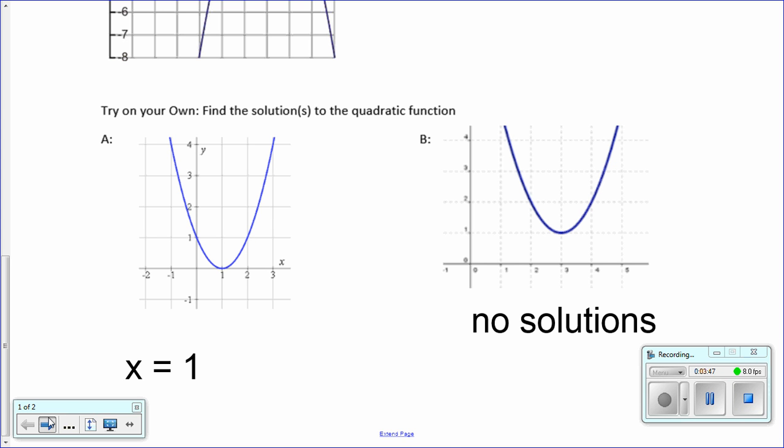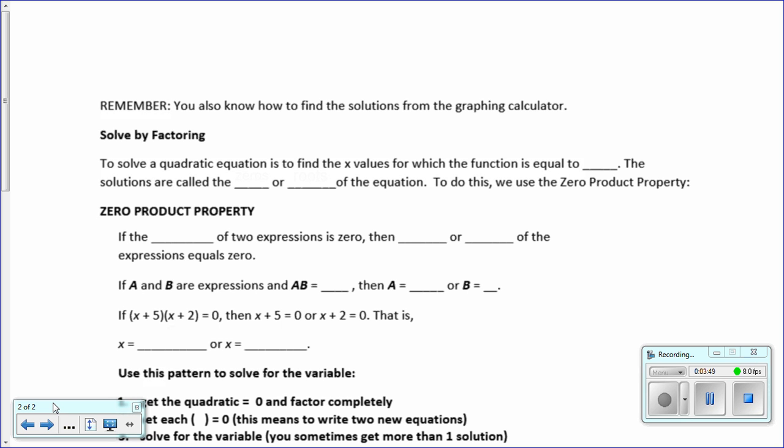Alright, that's page 1. Page 2. Very wordy, I know, but it's just a lot of stuff. Solving by factoring. To solve a quadratic equation is to find the x values when the function is equal to 0. The solutions are then called zeros or roots of the equation. To do this, we use the zero product property. And here's what it is.